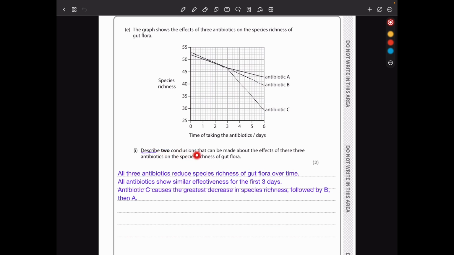So they say describe 2 conclusions that can be made about the effects of these 3 antibiotics on the species richness of gut flora. This one showed the greatest decrease in the number of species in the gut flora, and A showed the least, but we can see that up until 3 days of taking the antibiotics, there is almost a similar effect. So I said all 3 antibiotics reduce species richness in the gut flora over time. All of them show similar effectiveness for the first 3 days, but C caused the greatest decrease in species richness, followed by B, and then finally A.